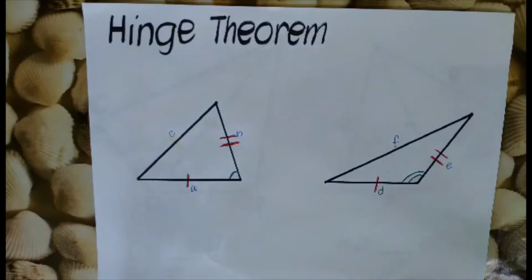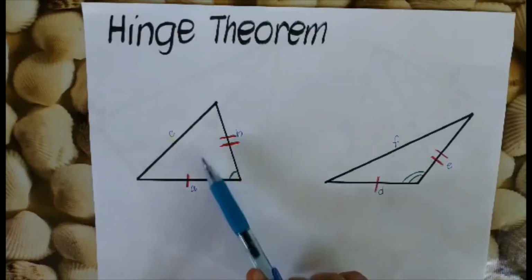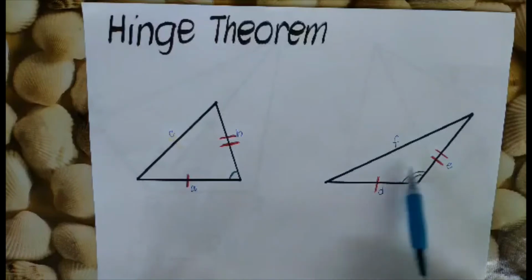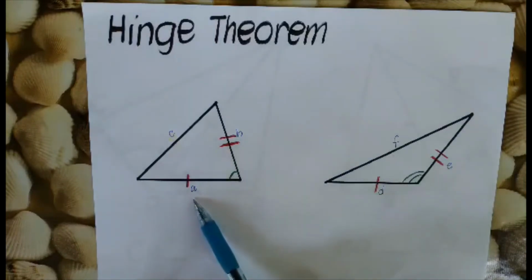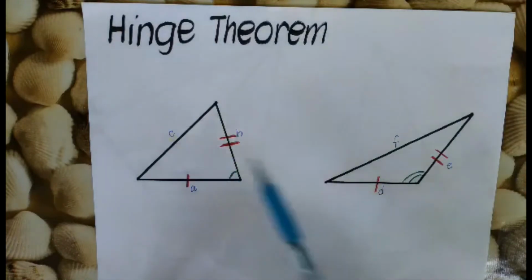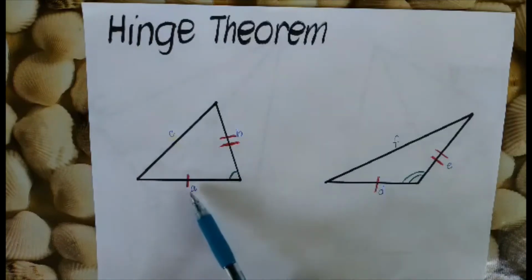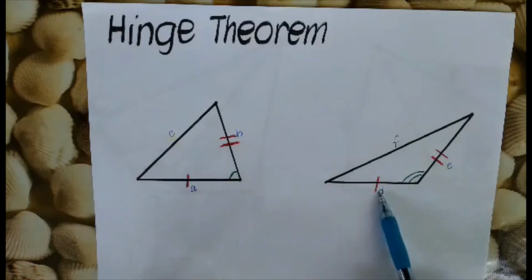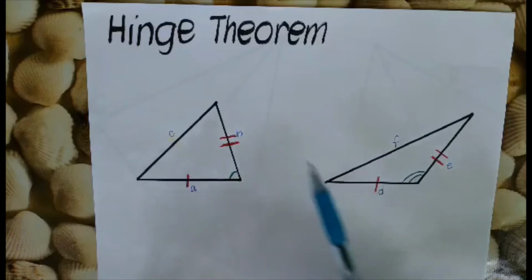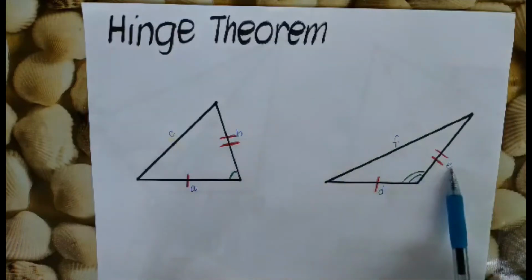Now let's look at the given figure. We have here the first triangle and the second triangle. The first triangle has sides A, B, and C. The second triangle has sides D, E, and F. Now if you notice, based on the markings, side A and side D have equal length. Side B and side E also have equal length.